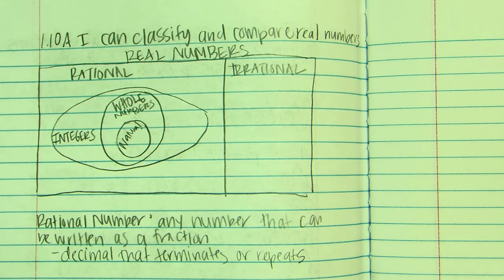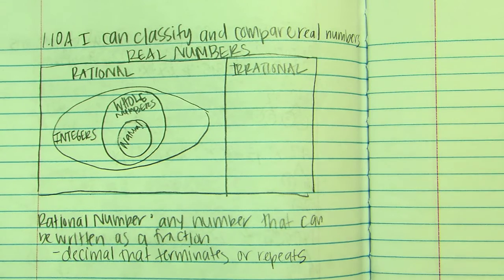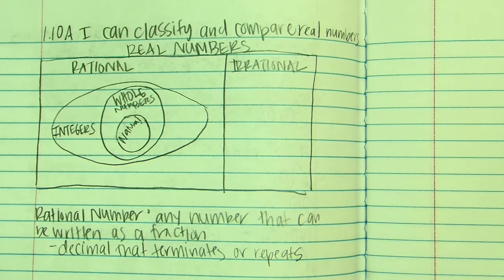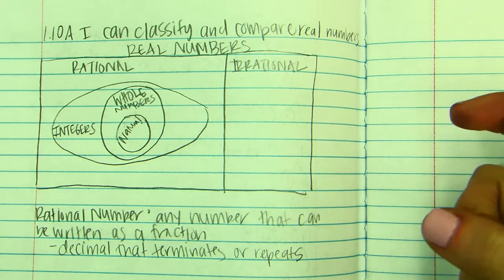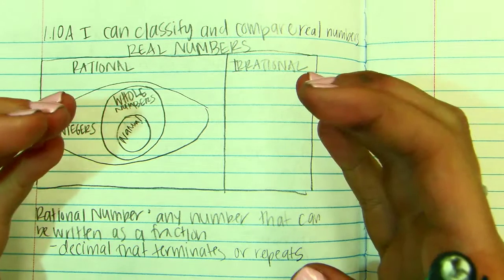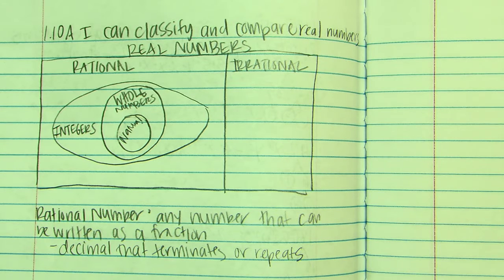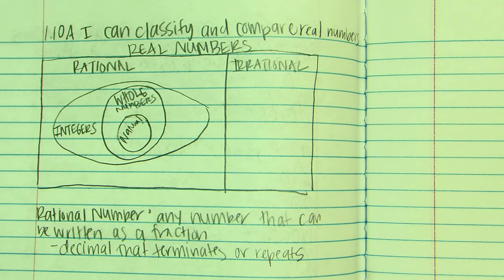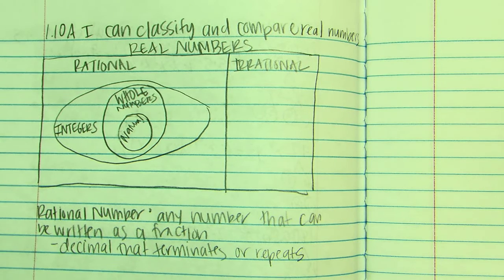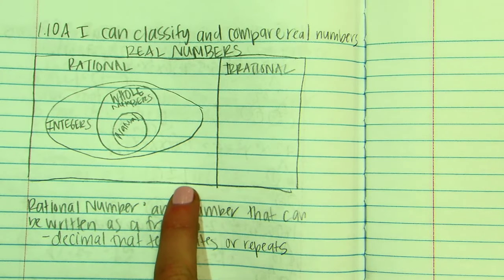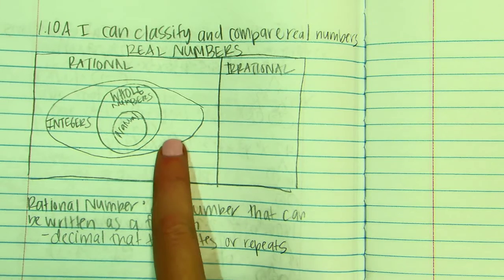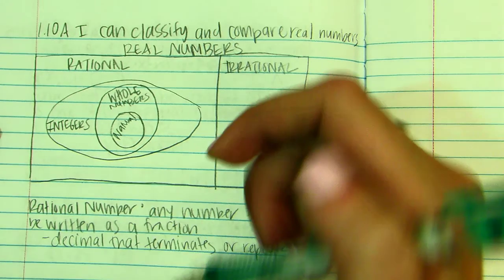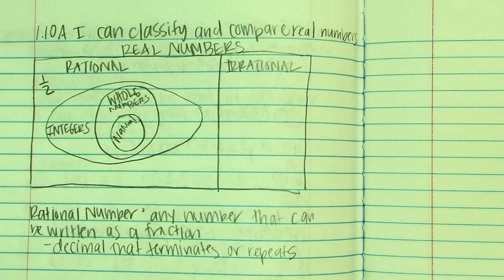So we're going to take a number and we're going to classify it into the smallest category that we can. Look at our diagram. Integers fits inside rational. Whole numbers fits inside integers. So some of them will fit in multiple categories. Okay, if our number is 1/2, is 1/2 rational or irrational? Well, we know it's rational because it can be written as a fraction. It already is a fraction. Let's think, does it fit inside integers? Nope. So it's going to go out here because that's the smallest category it fits in.